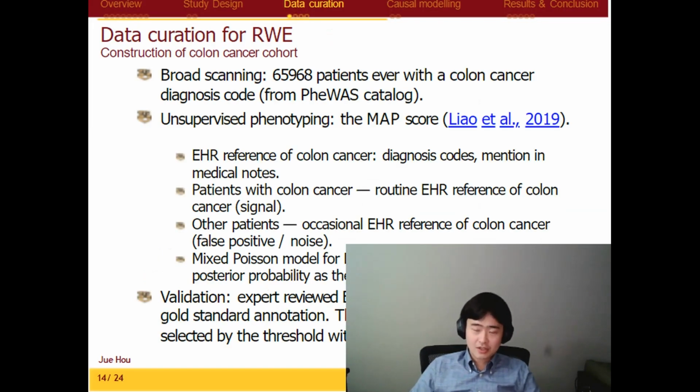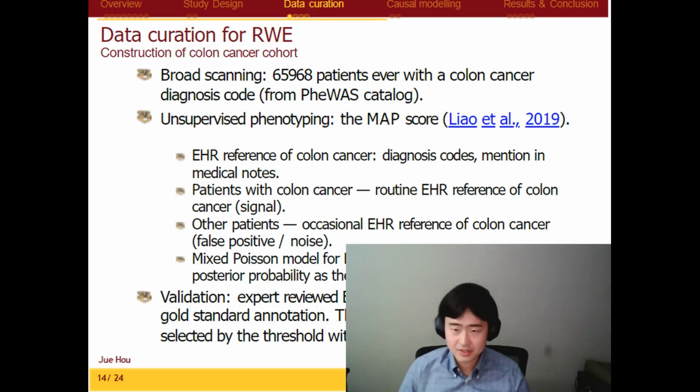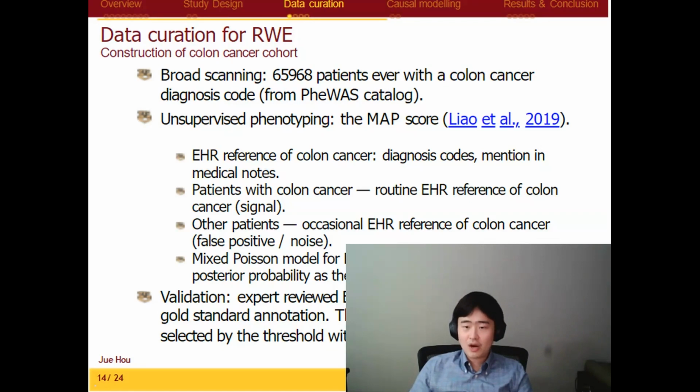So for the construction, first we talk about the data curation in detail. So we start with a broad scan of almost 66,000 patients who ever had a colon cancer code that we obtained from the PheWAS catalog mapping.